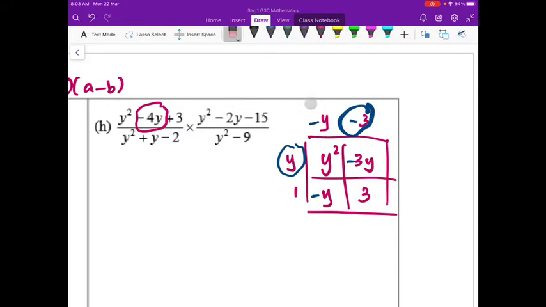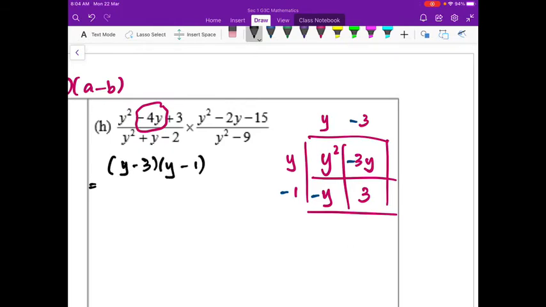So this all points to us having to put a negative sign with the 1. Okay, and now we have solved the puzzle over here. Our numerator is now y minus 3, y minus 1.